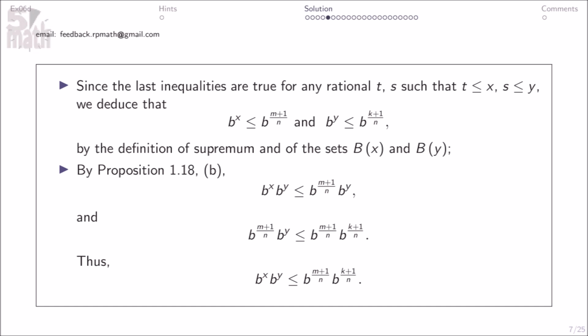Since the last inequalities are true for any rational t, s such that t ≤ x, s ≤ y, we deduce that b^x ≤ b^((m+1)/n), and b^y ≤ b^((k+1)/n), by the definition of supremum and of the sets B(x) and B(y). By proposition 118b, this and that, thus b^x b^y ≤ b^((m+1)/n) b^((k+1)/n).